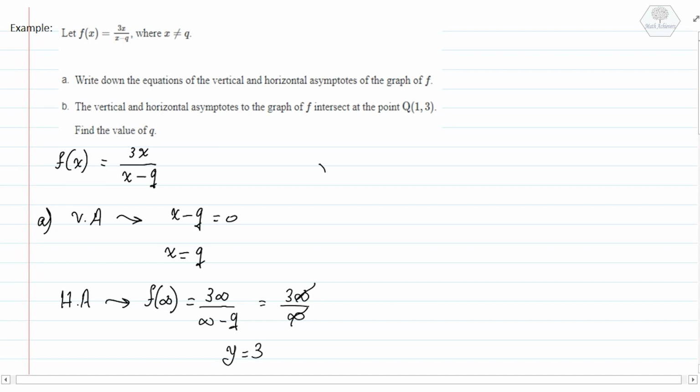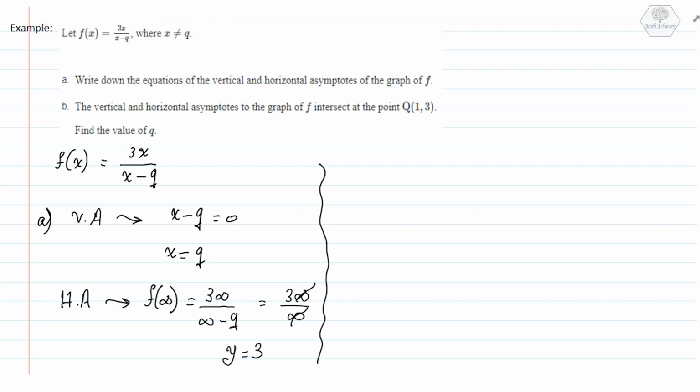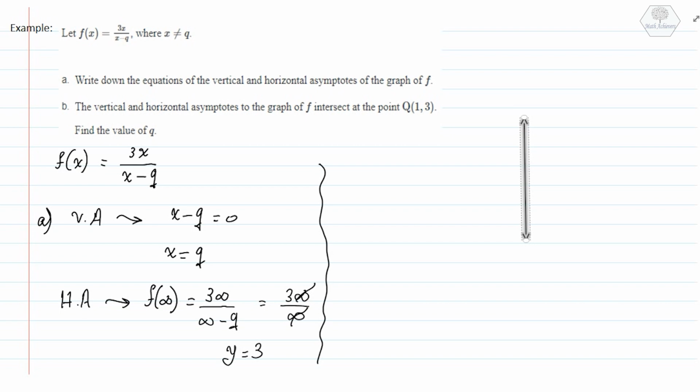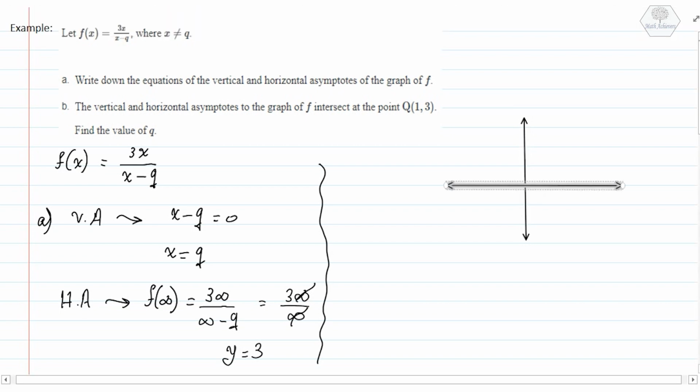If we do a fast sketch, that would help to do section B. We'll make the axes here. I have a vertical asymptote at x equals q and a horizontal asymptote at y equals 3. This is y equal to 3. Since I don't know q, I have to go to section B so I can know it.